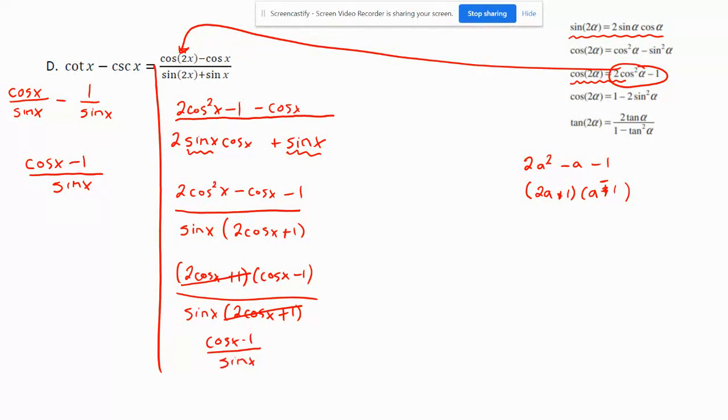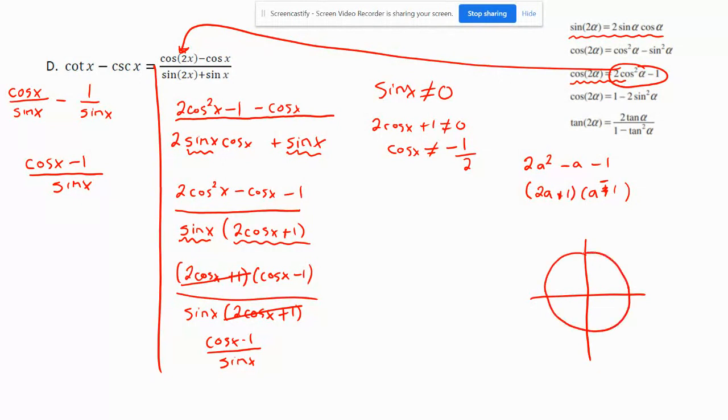Now this last example that we're doing here is going to be a case where we actually have some different non-permissible values. Well, this one's the same. We have a sine x in the denominator, so we know that sine x cannot equal 0. But we also have this factor in the denominator as well. So that means that 2 cos x plus 1 cannot equal 0. That means that cos x, subtracting 1 and dividing by 2, cannot equal negative 1/2. Our non-permissible values here: sine equals 0 here and here.